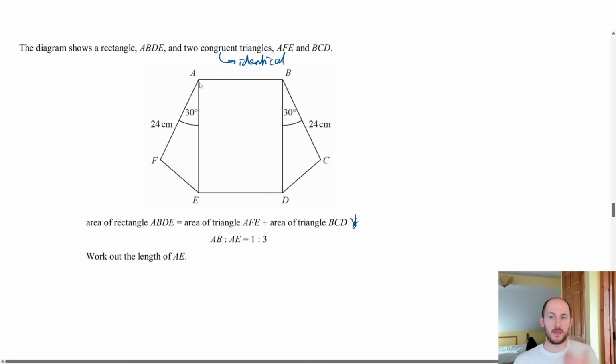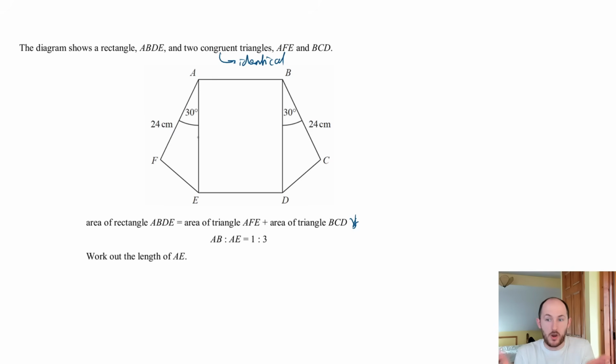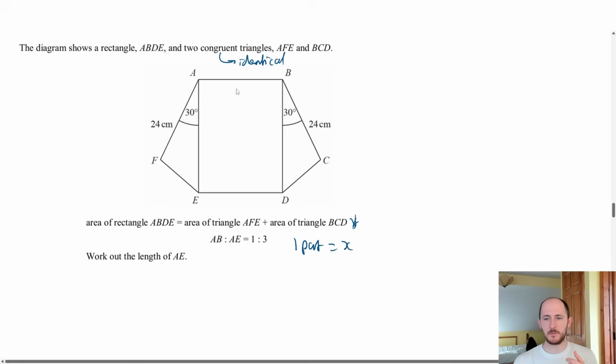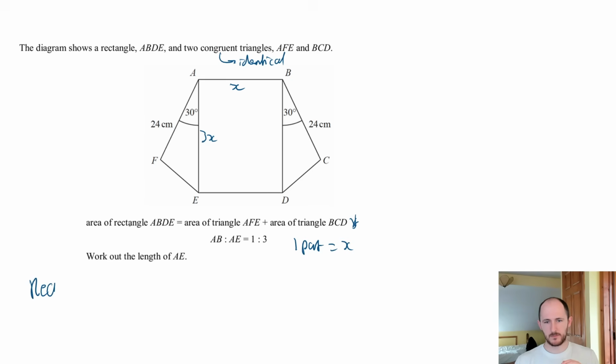Well, the area of any rectangle is its width times its length, or base times height, however you want to call it, but it's the 2 dimensions. I don't know what those are. However, it does give me this ratio where AB is 1 part and AE is 3 parts. Now, because I don't know what the actual length is, I'm going to say that 1 part is equal to x, because I don't know what it is. So AB is 1 part, so it's x, AE is 3x. That's it. So the area of that rectangle is just equal to x times 3x.